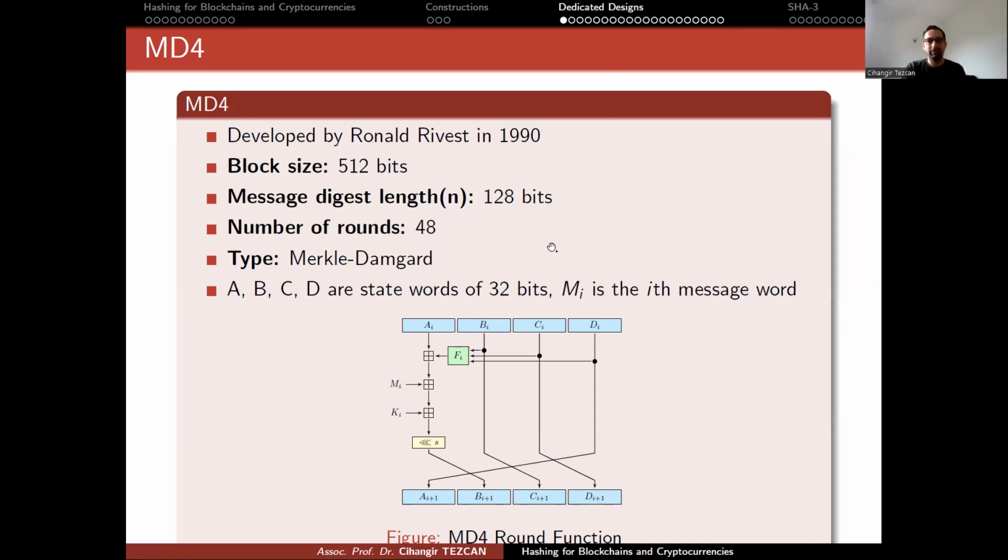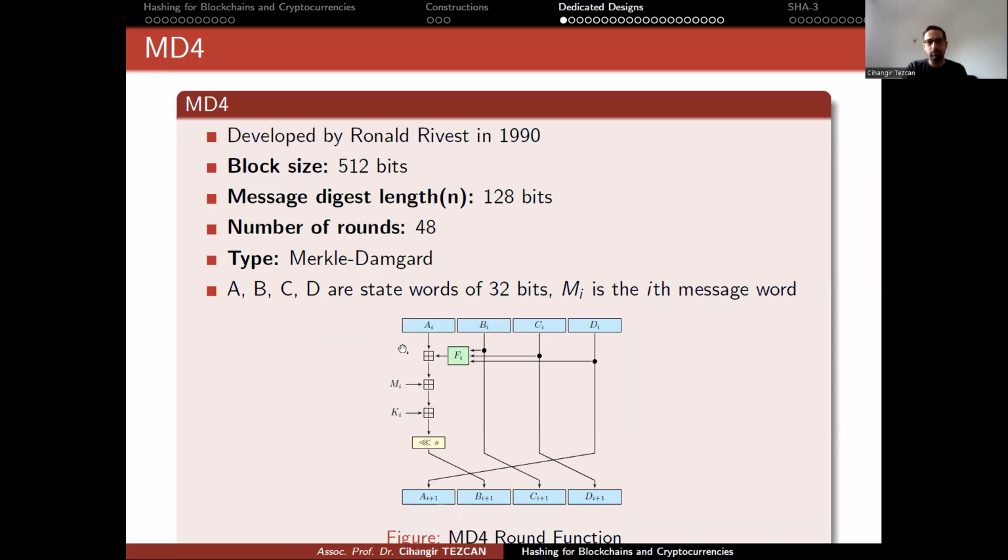So let's start with one of the oldest but well-known algorithms, MD4. It was developed by Ronald Rivest in 1990. It has the block size 512 bits, and the message digest length, in other words the output of the hash value, is 128 bits. It consists of 48 rounds, and one round is depicted here. So you just repeat this process 48 times. And its type is Merkle-Damgard.